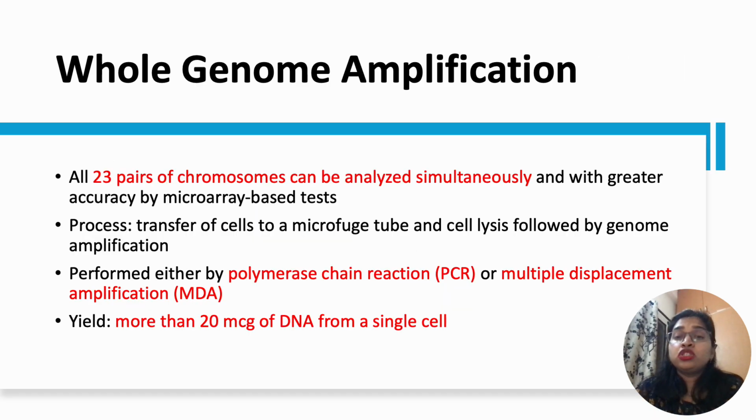Second is whole genome amplification. In that, all the 23 pairs of chromosomes can be analyzed simultaneously and with greater accuracy by using microarray based tests. In the process, we have to transfer the cells to a tube and do the cell lysis followed by genome amplification, that we can do either by polymerase chain reaction or multiple displacement amplification. We can get more than 20 microgram of DNA from a single cell.